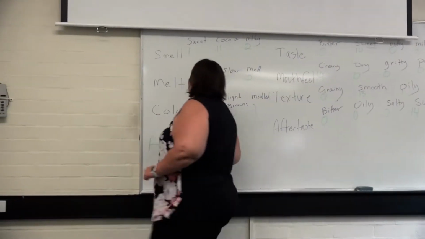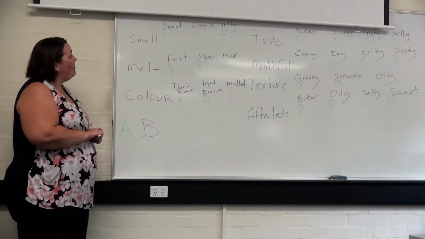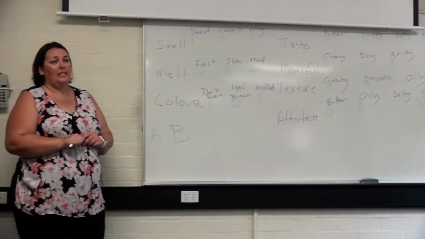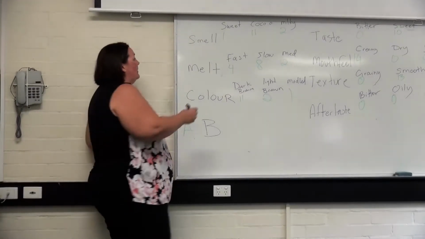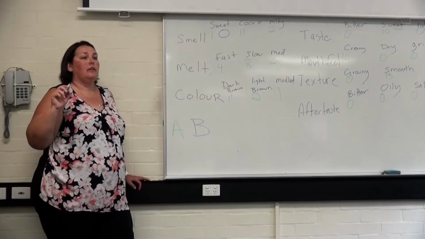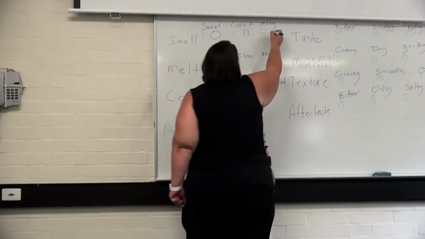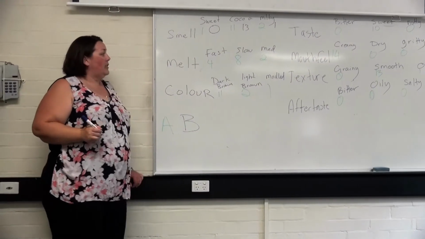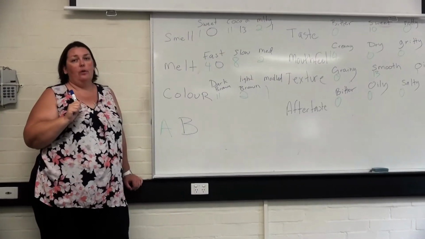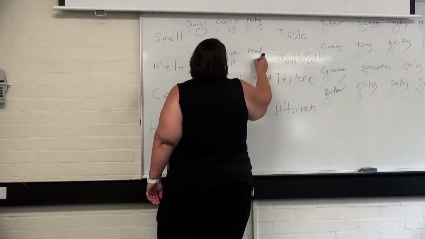All right, chocolate B. Smell: sweet, cocoa, or milky? Show of hands for sweet. Nope. Show of hands for cocoa. 13. And you're milky? Okay. Melt: fast, slow, or medium? Show of hands for fast. Show of hands for slow. All right, 14.